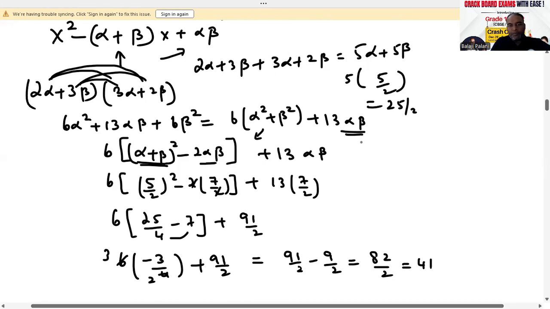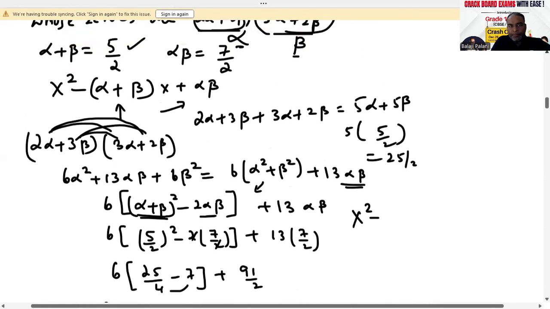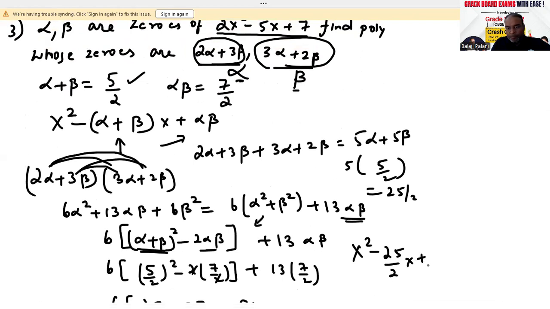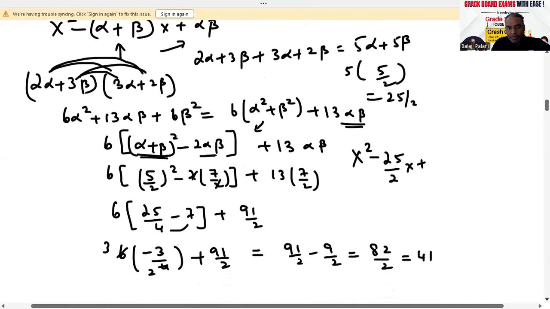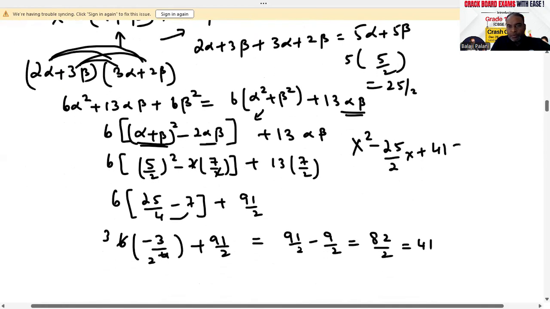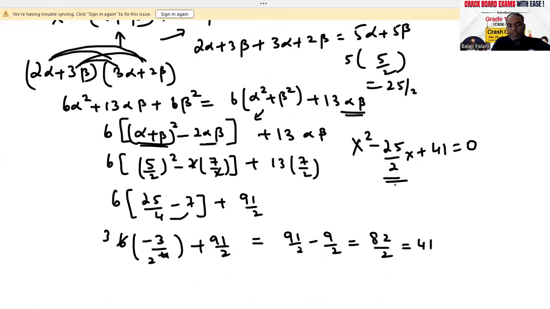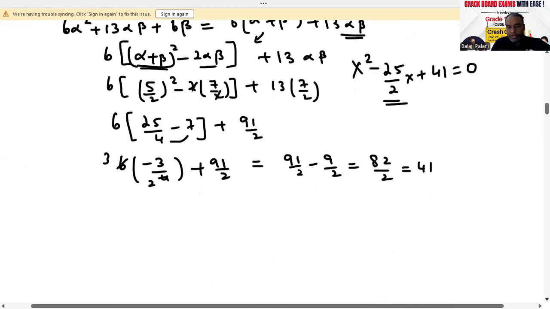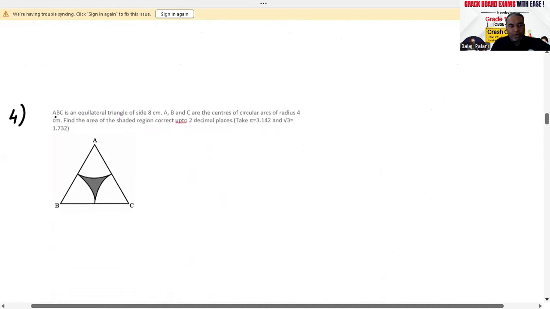Okay. We got the sum and we got the product. Now let's find out what the equation is. X square minus sum of the roots, which was 25 by 2, 25 by 2 x plus product of the roots, we just found out, that is 41, is equal to 0. X square minus sum x plus product. You can also get rid of this 2 by taking LCM throughout, and this is the required equation from the given condition, and this question is also done.